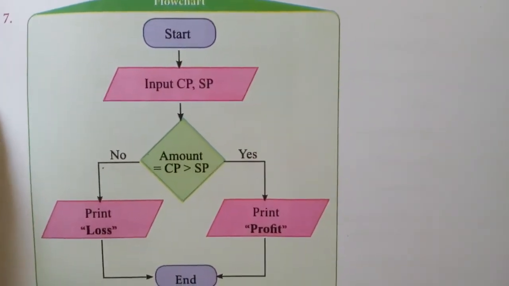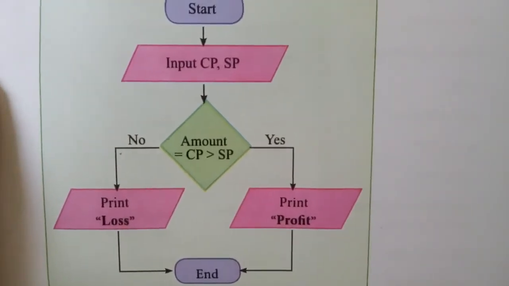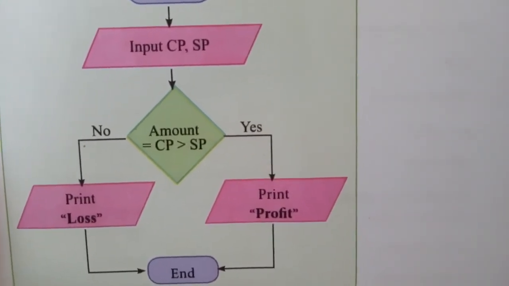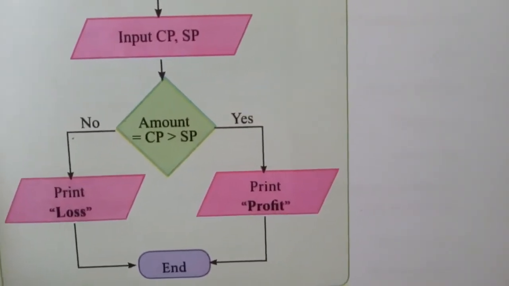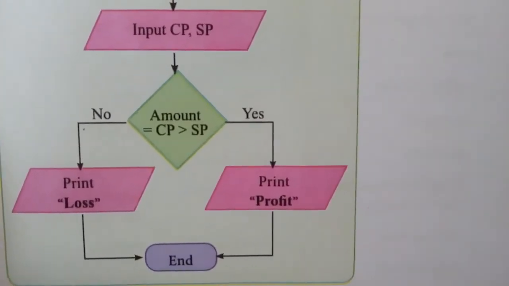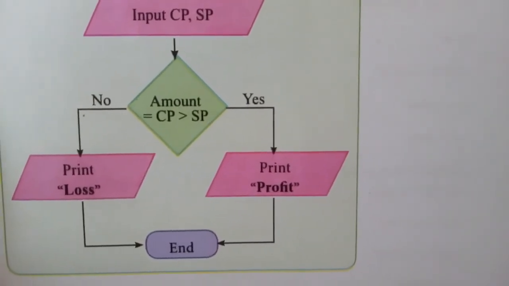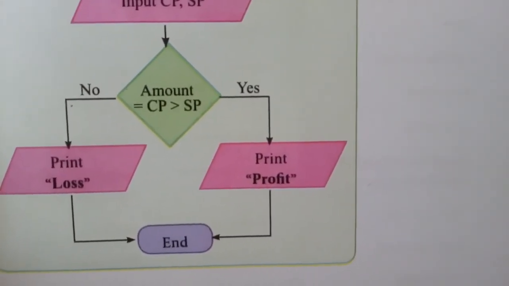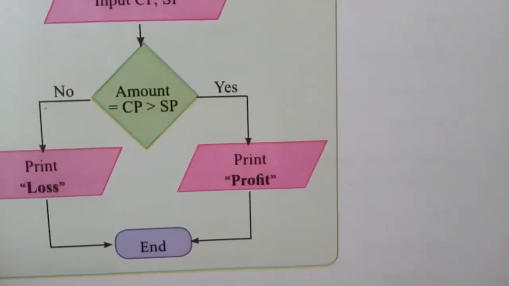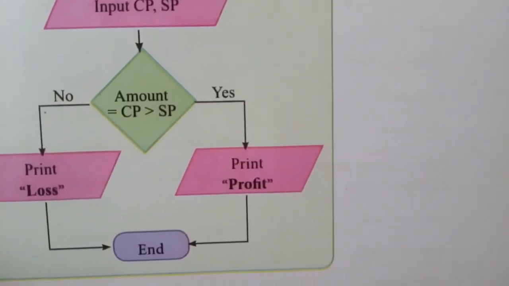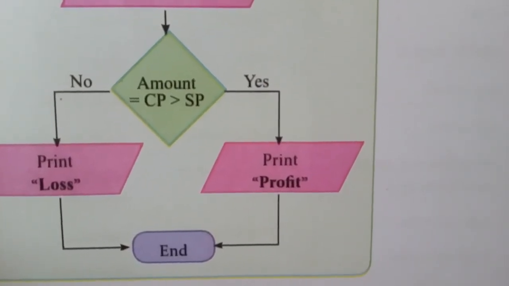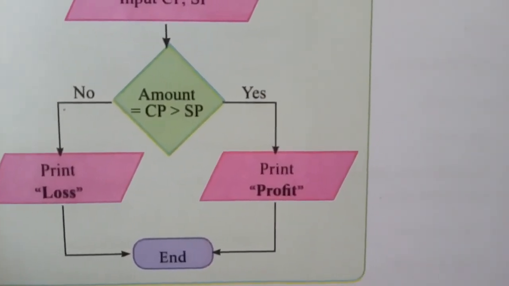Start, input the cost price and the selling price. Then we check whether CP is greater than SP, because we have both values, cost price as well as selling price. If yes, it prints the statement profit. If it is not like that, the statement will be loss, so it will go to no and print loss. At the end, it will give the end.